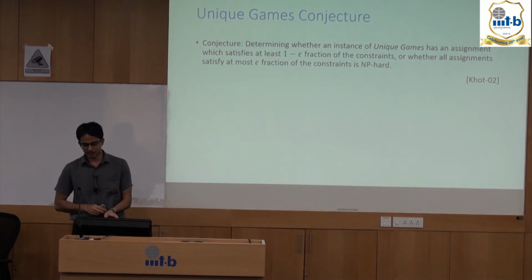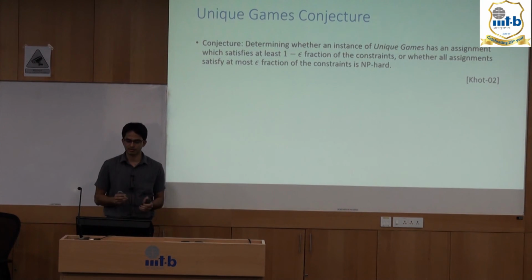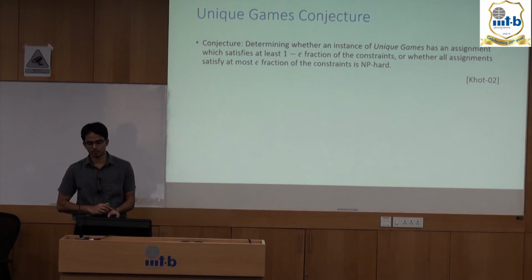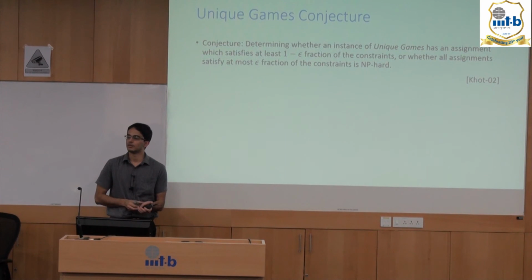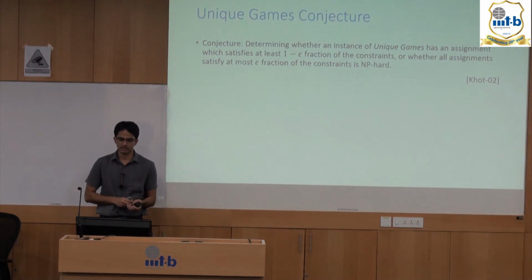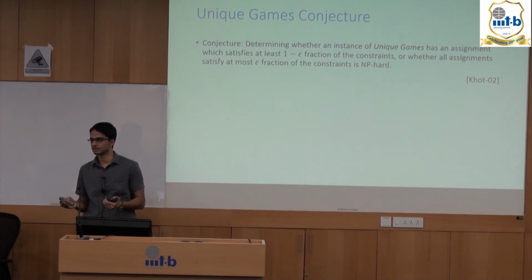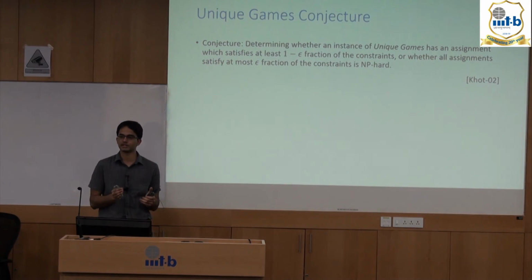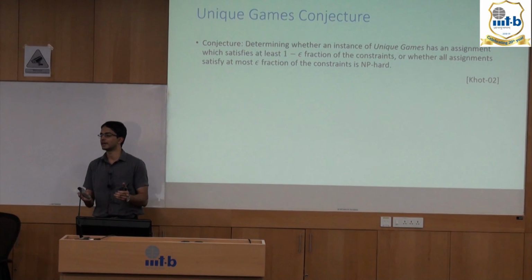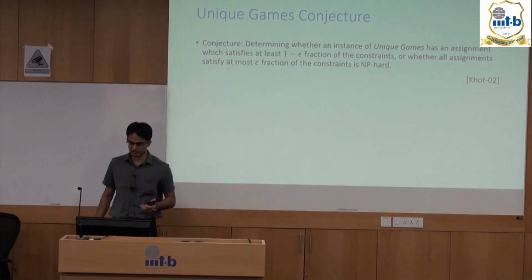In fact, it was conjectured by Subhash Khot that this problem is really hard, in that even if you are given an instance where you are told that there exists an assignment which satisfies 1 minus epsilon fraction of these constraints, it is NP-hard to find an assignment which satisfies at least epsilon fraction of these constraints. Another way to view it is that it's NP-hard to distinguish between the two cases. The first case is there exists an assignment which satisfies at least 1 minus epsilon fraction of the constraints. And the second case is that any assignment will satisfy at most epsilon fraction of constraints.